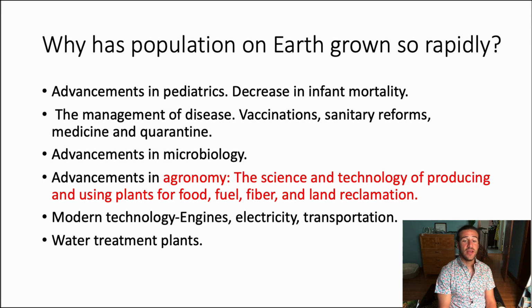Number 5, we have modern technology, including engines, electricity, and transportation. Things we take for granted, right? Engines, electricity, and transportation. All of these things are used in agronomy to increase crop yield and move these plant products around the world to feed and clothe people, right? So these actually are tied in with agronomy.